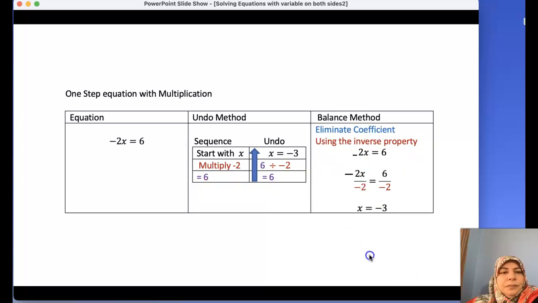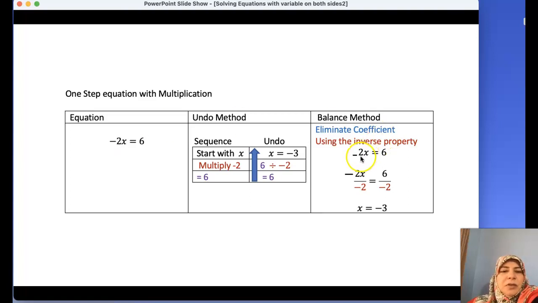Okay, now, let's see what happens if it's multiplication. Negative 2 times x. You know what's happening here. Start with x, multiply by negative 2, and then you undo multiplication by division, which is the inverse property. Some people were really confused. They don't know this is a multiplication. Look, this is a negative 2. Nothing between the negative 2 and the x means it's multiplication. If it's addition, it has to have a plus, but there is no plus. So this is actually multiplication.